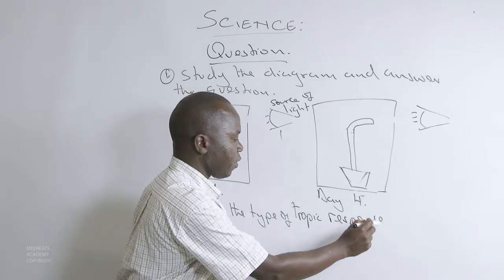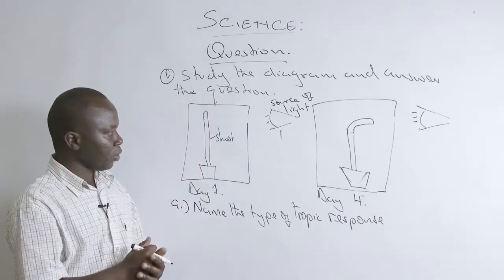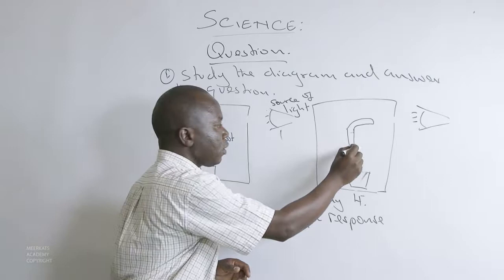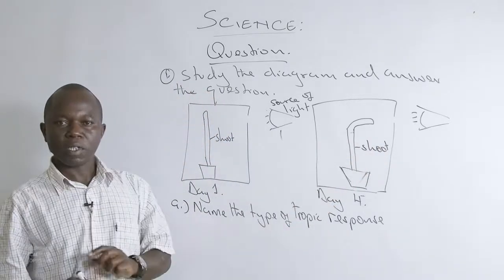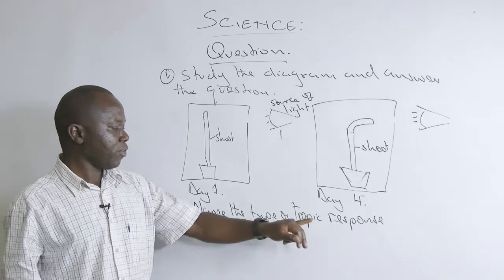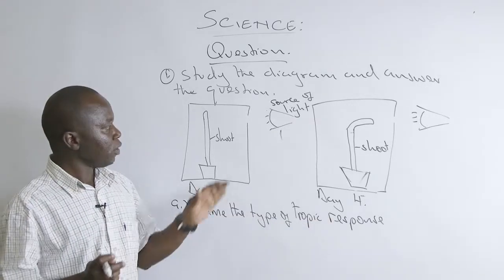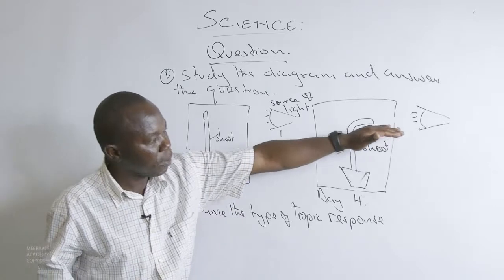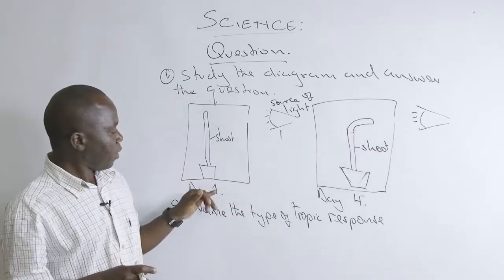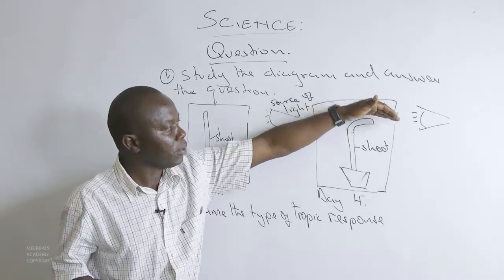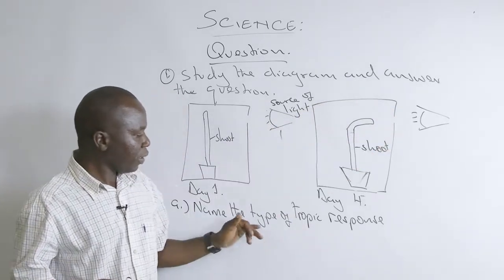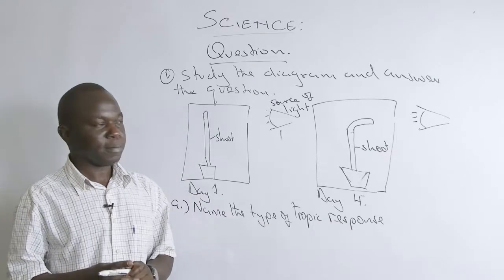Name the type of tropic response. We have a shoot. This is still a shoot. So you can answer those questions as you move on. Name the type of tropic response. We are seeing a shoot bend toward light. Day 1. Day 4, the shoot has grown but is bending toward light. So what type of tropic response is this?